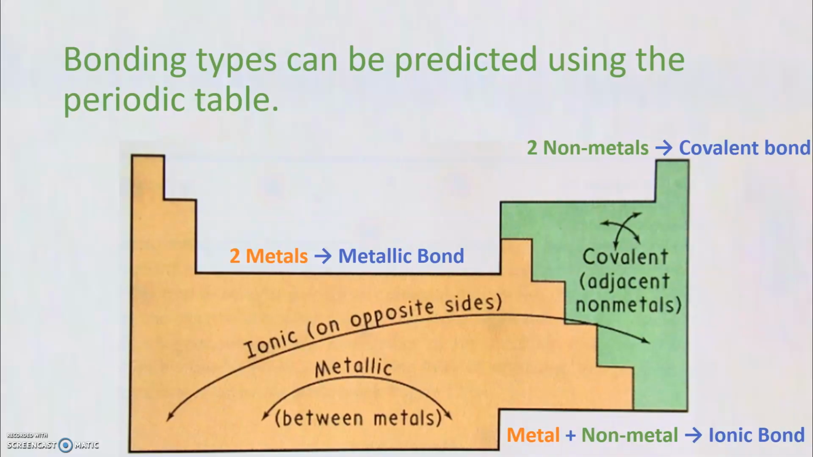We can predict for our compounds what kind of bonding they might do based on looking at the periodic table. The stair-step line differentiates our metals from our nonmetals. Our metals are on the left-hand side, and our nonmetals are on the right-hand side, shown in green. So if you have two metals, that's a metallic bond. If you have one metal and one nonmetal, that makes an ionic bond. And if you have two nonmetals, that makes a covalent bond.